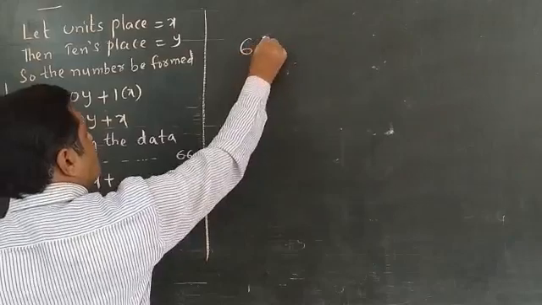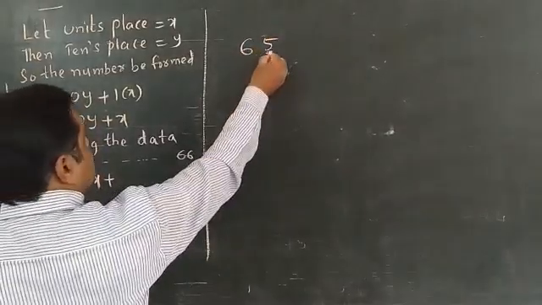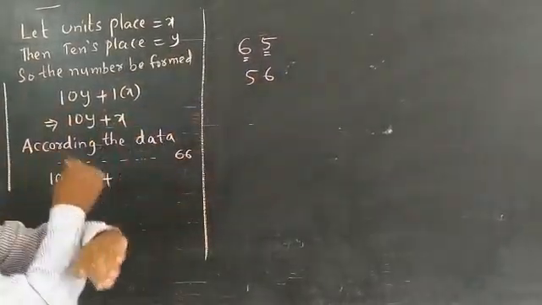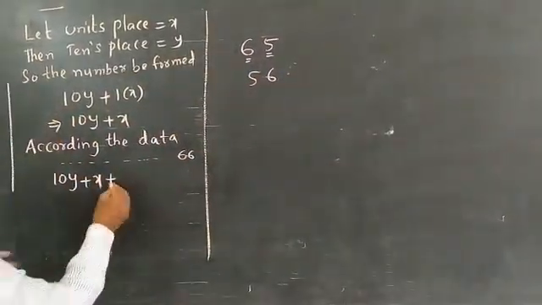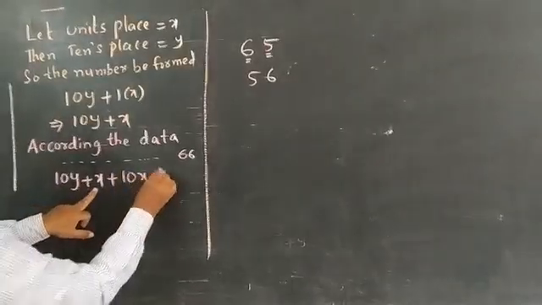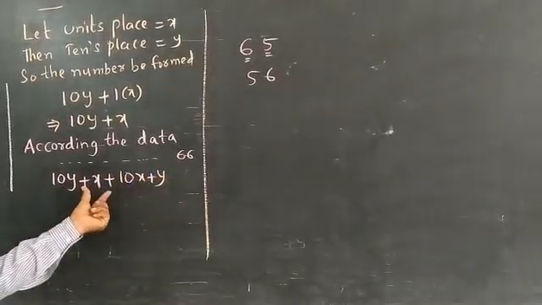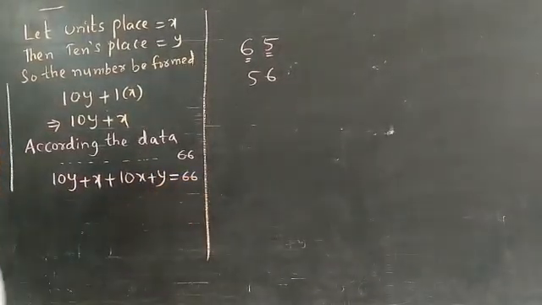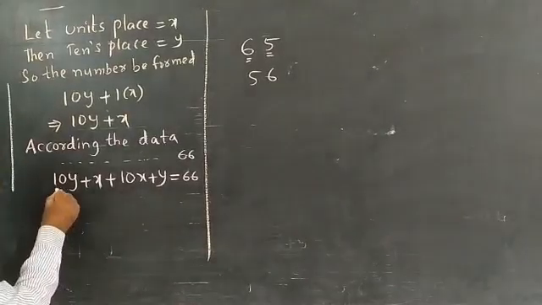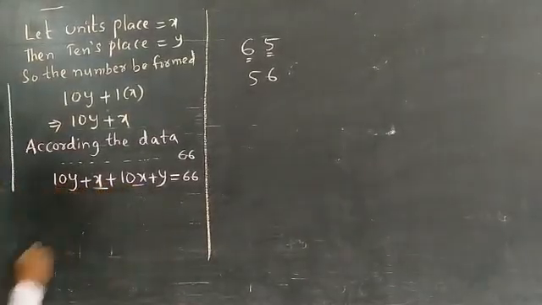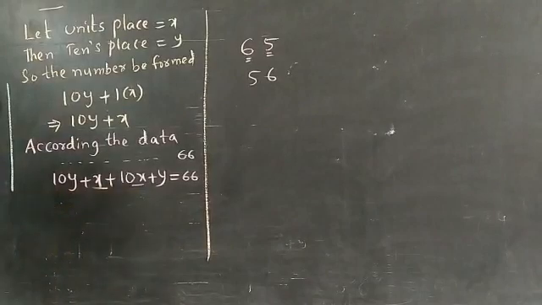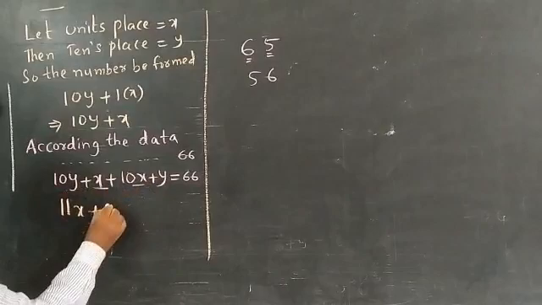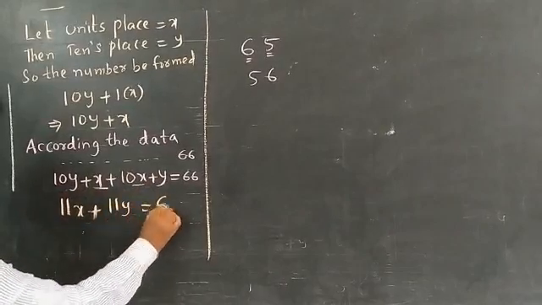For example, 65 becomes 56 when interchanged. In the same way, the interchanged number is 10x plus y. This is 10y plus x, our original number, and the interchanged number is 10x plus y, which is equal to 66. So 10x plus 1x is 11x, and 10y plus 1y is 11y, equal to 66.